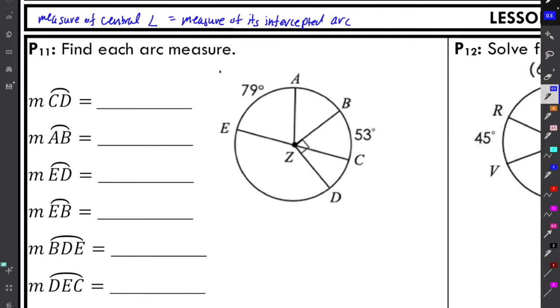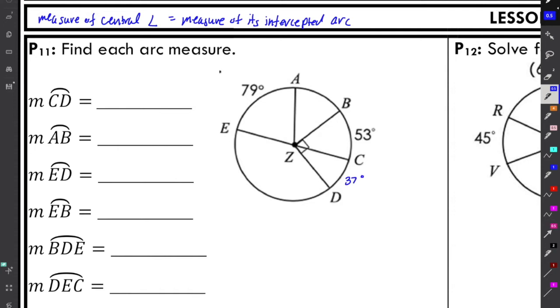All right, number 11, what's over here? Find each arc measure. I like to just go through and mark up my circle before I even look at the blanks. So what I notice first is I see that BZD is a right angle, so arc BD would be 90 degrees. To find CD right here, we can do 90 minus this 53 and get that it's 37 degrees.